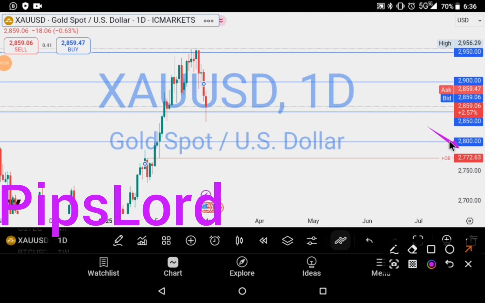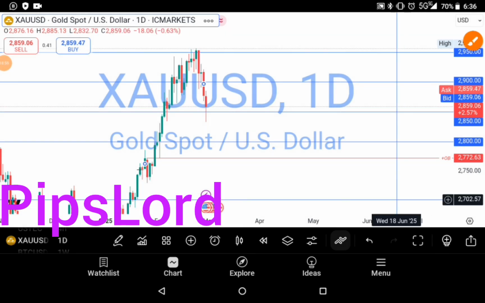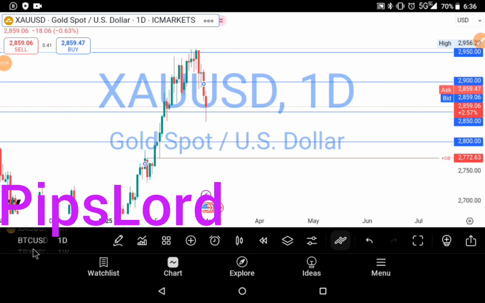2772. So I'll be watching, is the market price being interested in visiting 2772.63? Then I'll shift from being bullish to being bearish.